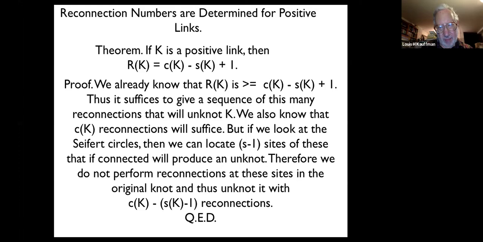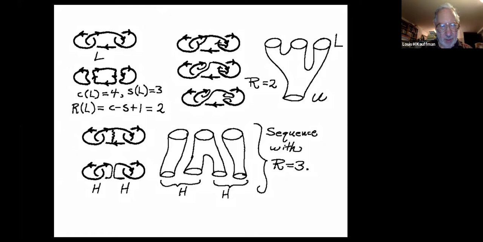Here's a nice example for a link, a simple example. If we analyze the link over here on the left, I've produced its Seifert circles, and we see that the number of crossings is 4, and the number of Seifert circles is 3, and C minus S plus 1, 4 minus 3 plus 1, is 2. So this will reconnect in 2.